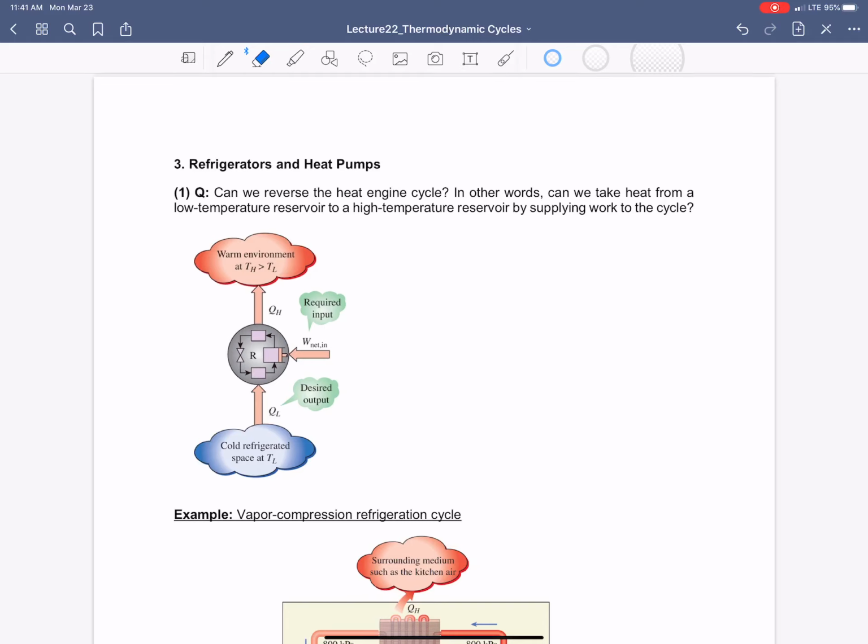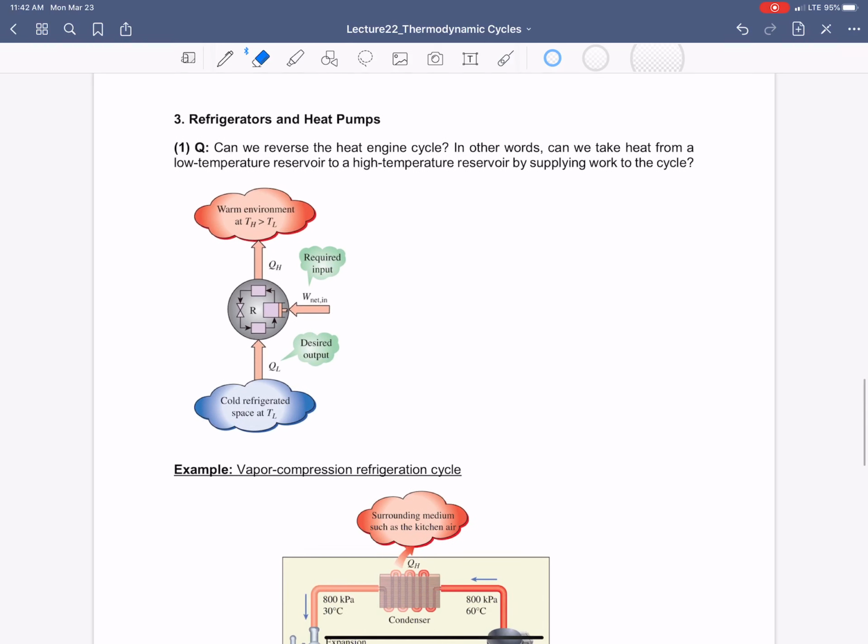Then the question that comes along is, can we really reverse a heat engine to use the thermodynamic cycle for something else? In other words, can you take heat from a low temperature reservoir to a high temperature reservoir by supplying work to the cycle? In that case, our objective is not the power output, but whether we can make use of this heat to make a certain place cool or make a certain place warm.